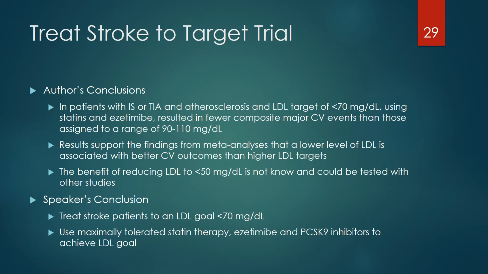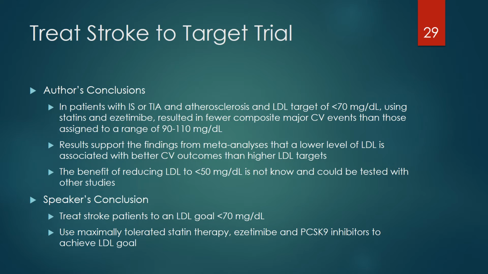So the authors concluded that in patients with ischemic stroke or TIA and atherosclerosis, an LDL target of less than 70 milligrams per deciliter using statins or ezetimibe resulted in fewer composite major cardiovascular events than those assigned to a range of 90 to 110. Results support the finding from other meta-analyses that a lower level of LDL is associated with better cardiovascular outcomes. The benefit of reducing LDL to less than 50 is not known, but could be looked at with other studies, and we'll mention it a little bit in the next studies.